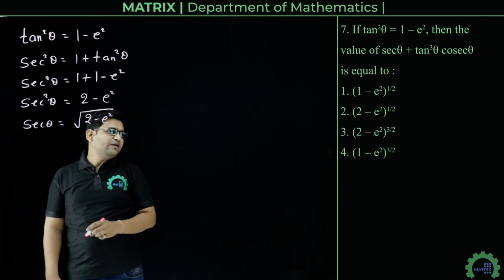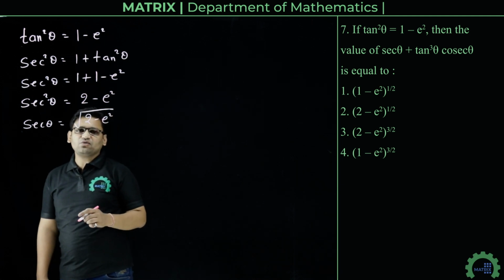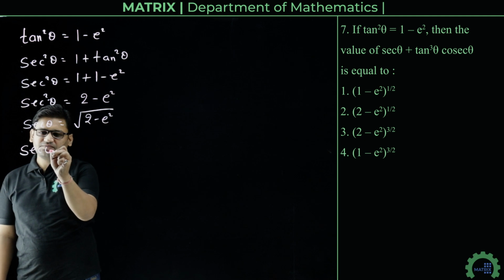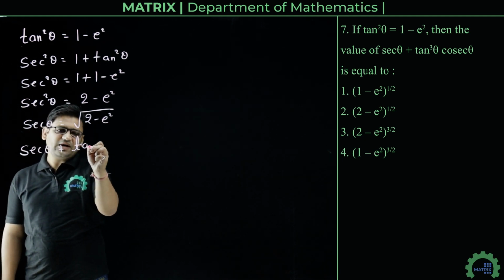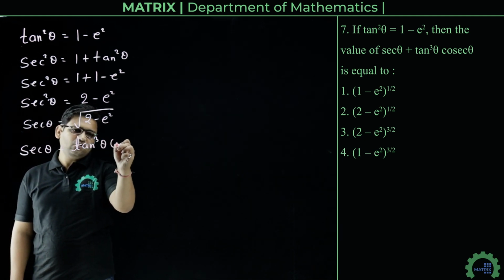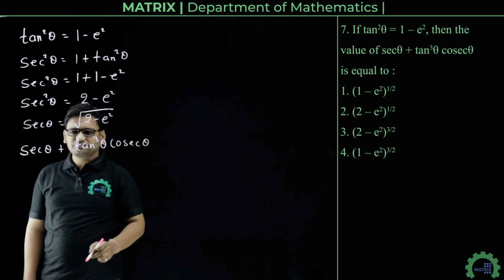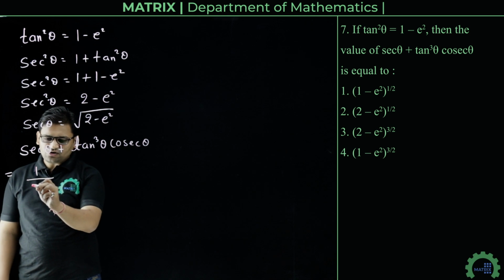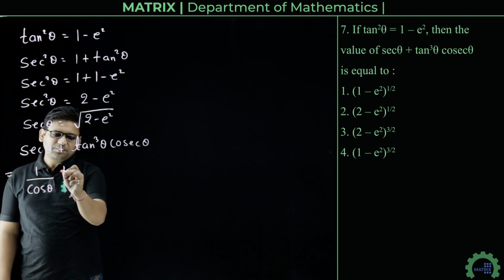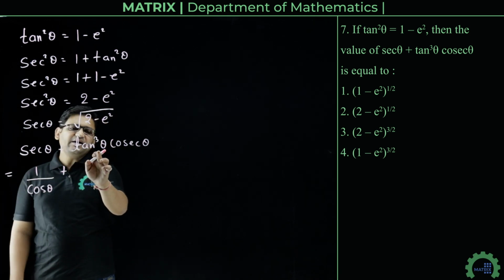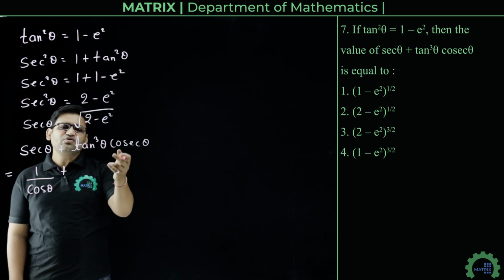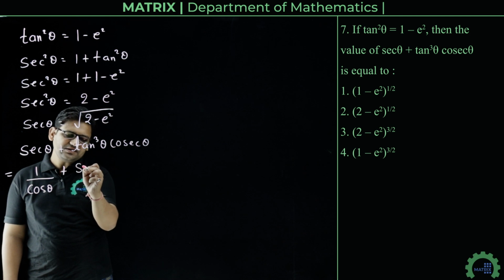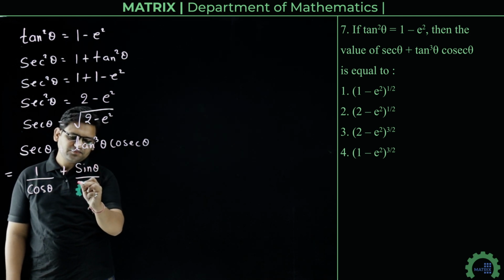Now we have to find the value of sec theta plus tan cube theta into cosec theta. We can write sec theta as 1 upon cos theta, plus break this tan cube theta in terms of tan theta into tan square theta, and tan theta as sin theta upon cos theta.